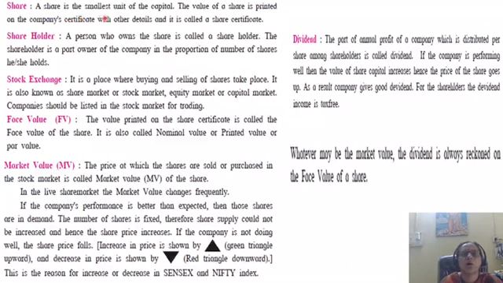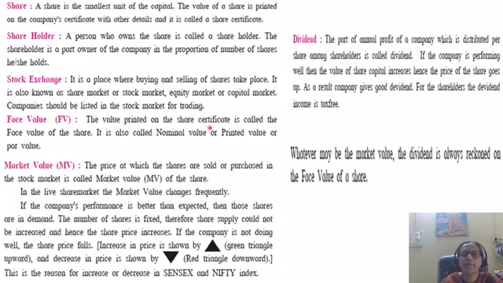A share is the smallest unit of the capital. The value of the share is printed on the company's certificate with other details, and it is called the share certificate. Shareholder: a person who owns the share is called a shareholder. A shareholder is a part owner of the company in proportion to the number of shares he or she holds. Stock exchange: it is a place where the buying and selling of shares takes place. It is also known as share market, stock market, equity market or capital market. Companies should be listed in the stock market for trading.